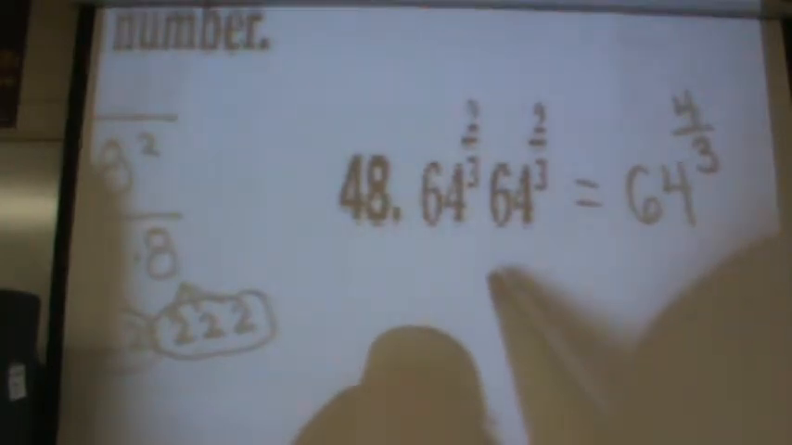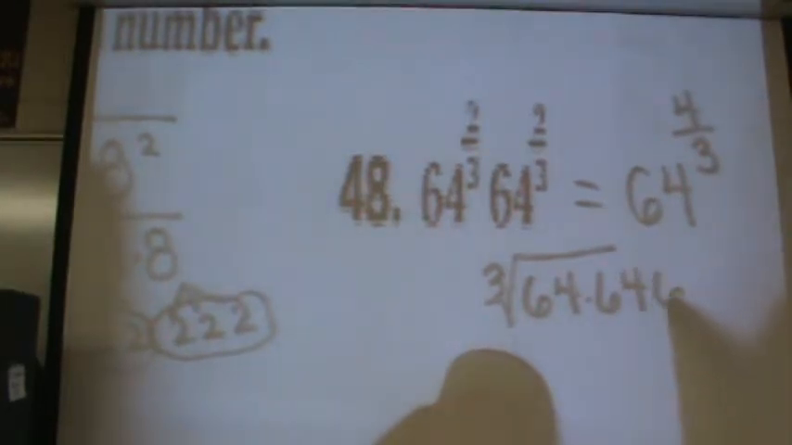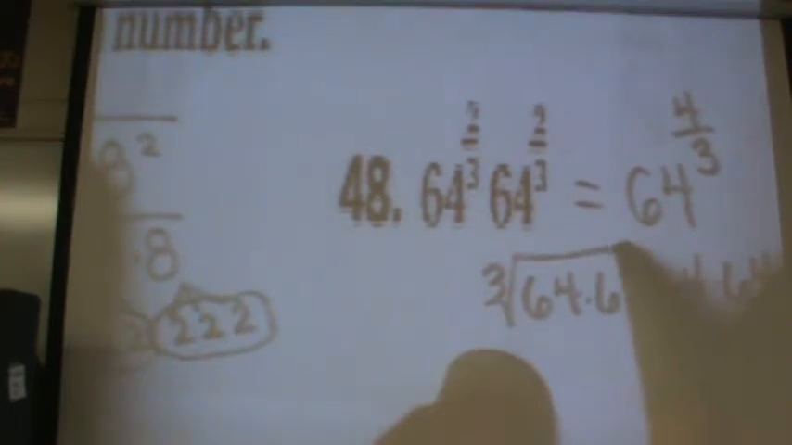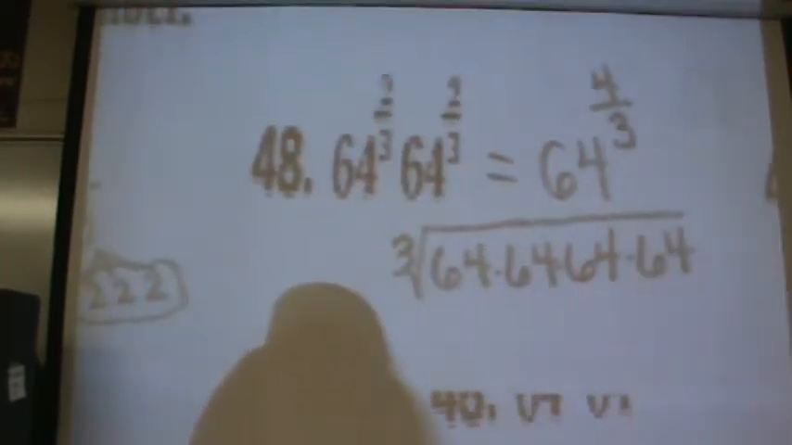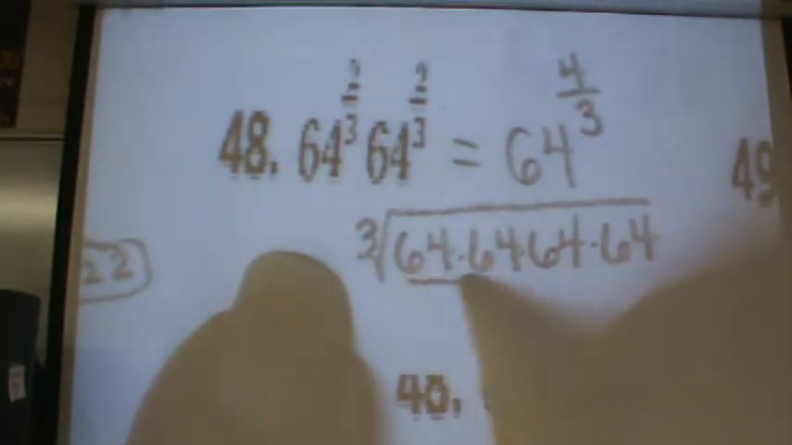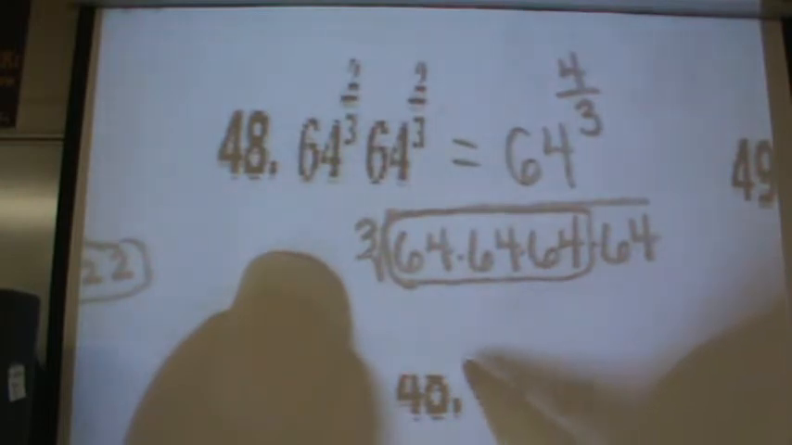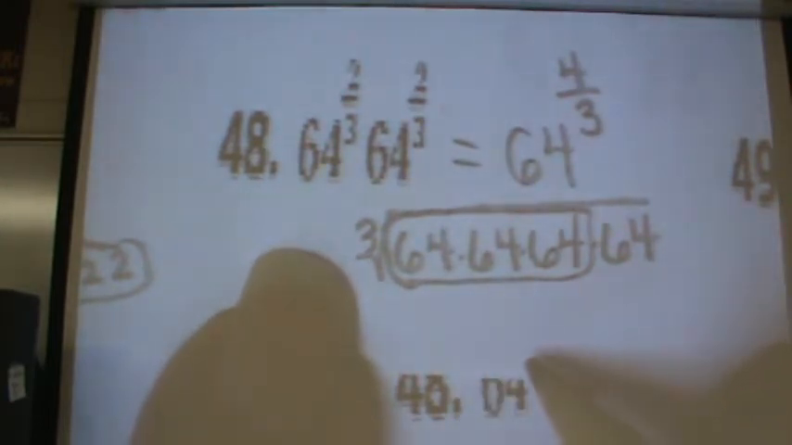What's the index? 3. And how many 64s do you have? 1, 2, 3, and 4. There's 4 of them, you guys. Now, how many of a kind am I looking for? 3. So do you have 3 right now, the same number? Yes. 3 64s, right? Yeah.